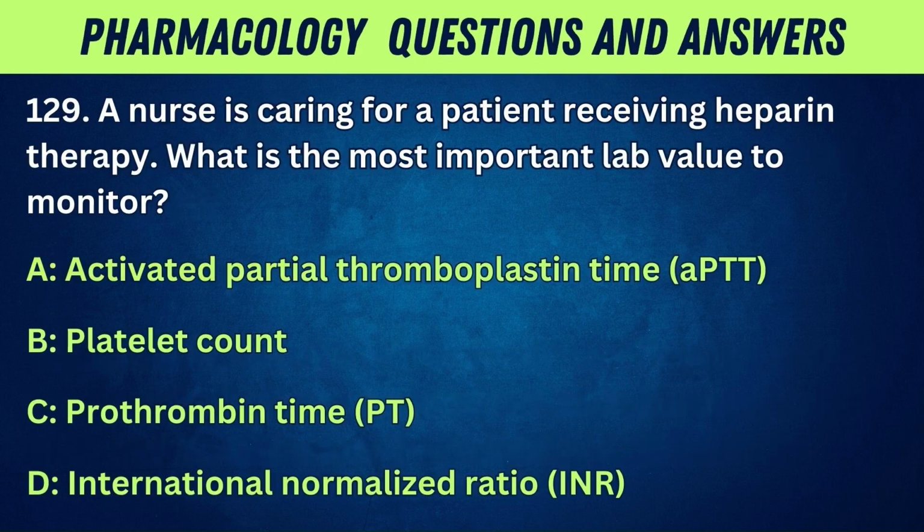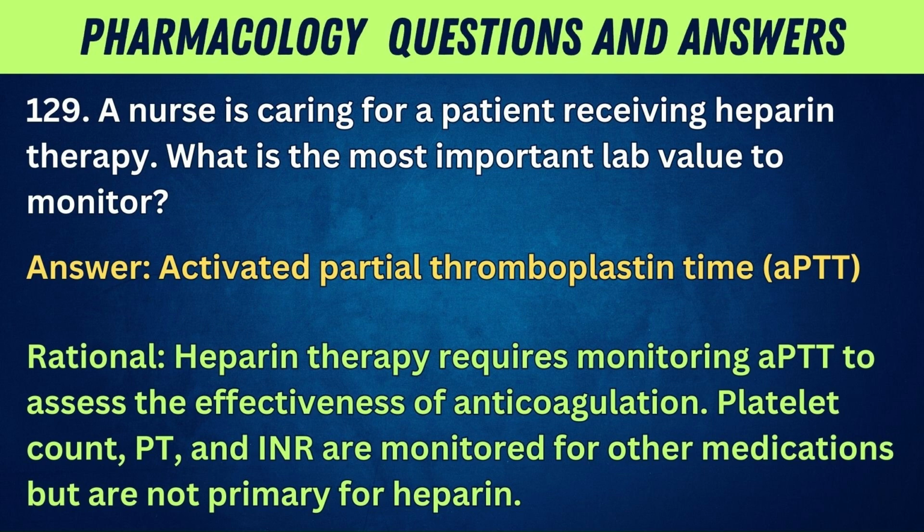129. A nurse is caring for a patient receiving heparin therapy. What is the most important lab value to monitor? A. Activated partial thromboplastin time, APTT. B. Platelet count. C. Prothrombin time, PT. D. International Normalized Ratio, INR. Answer: activated partial thromboplastin time, APTT. Rationale: heparin therapy requires monitoring APTT to assess the effectiveness of anticoagulation. Platelet count, PT, and INR are monitored for other medications, but are not primary for heparin.